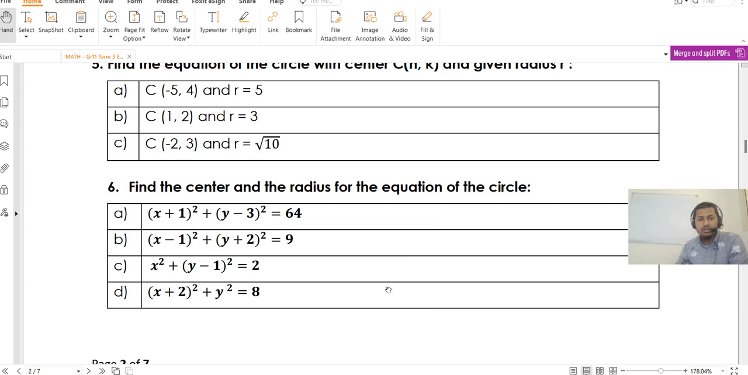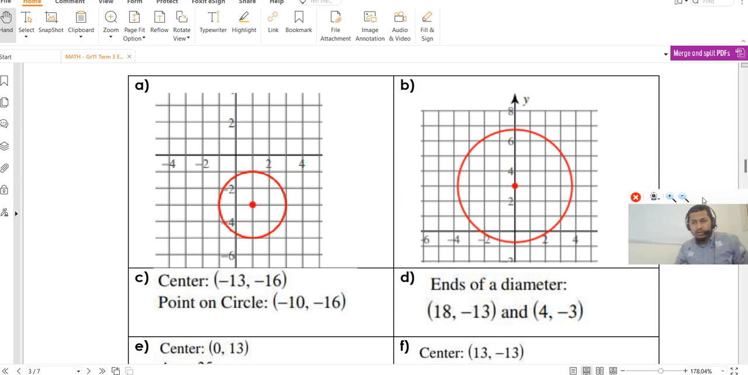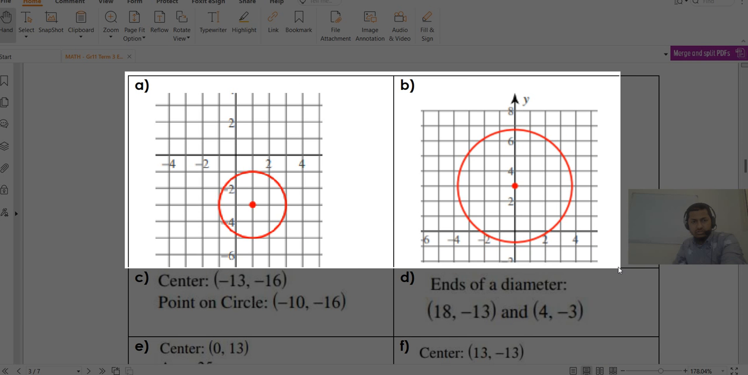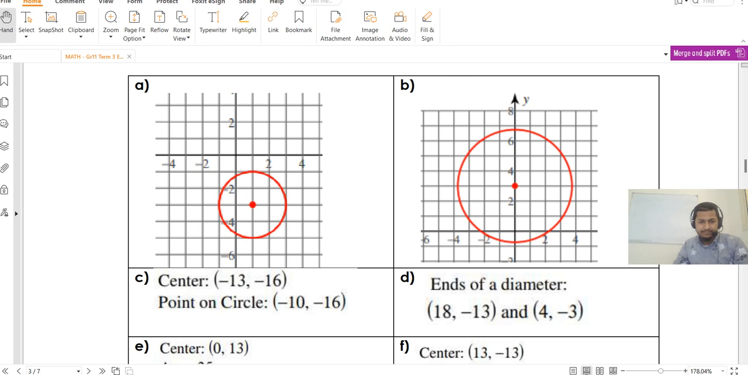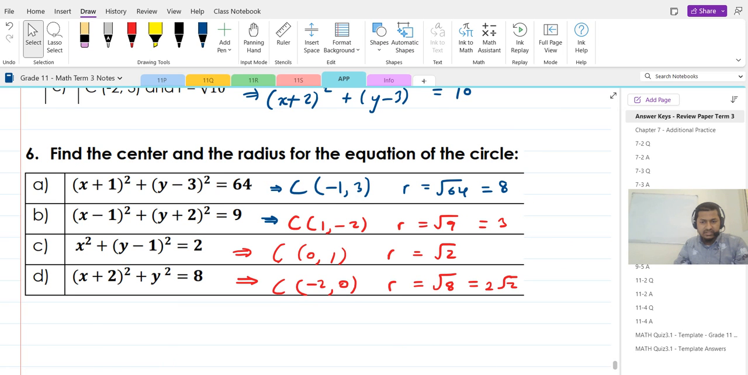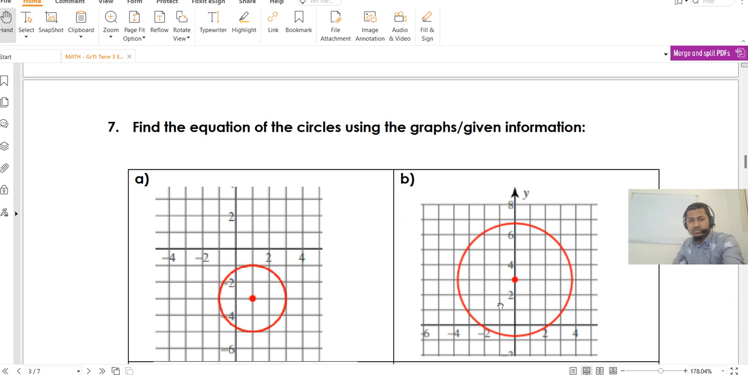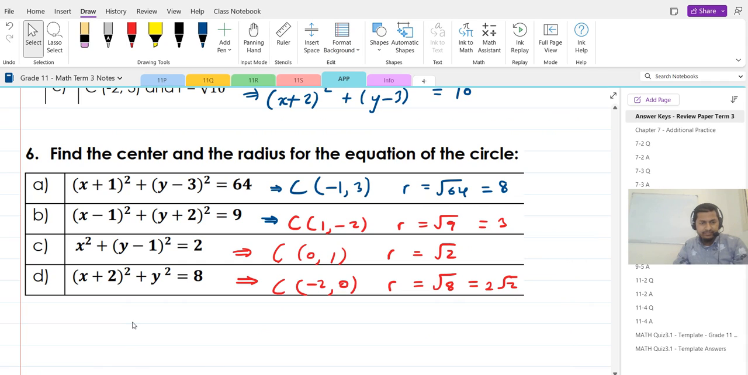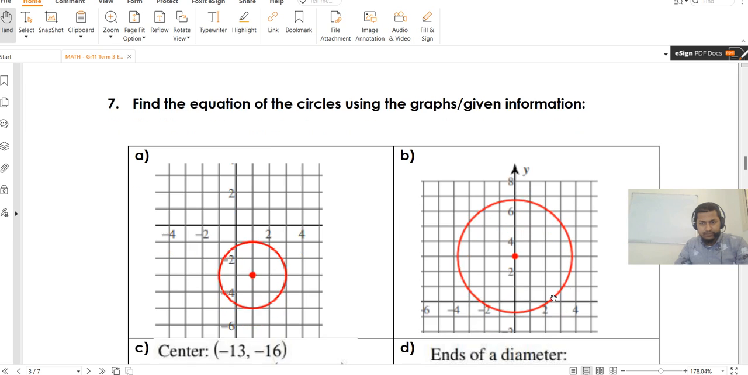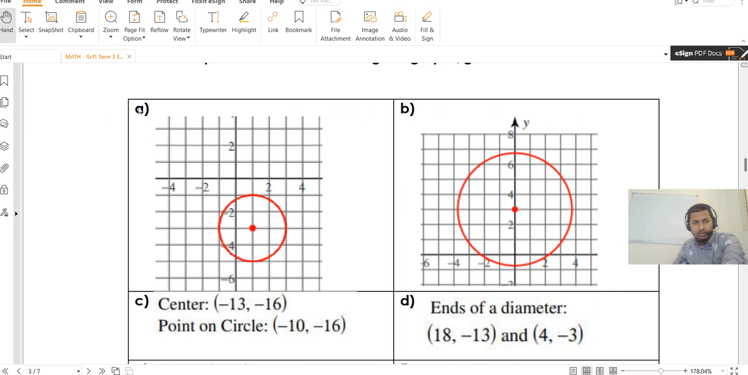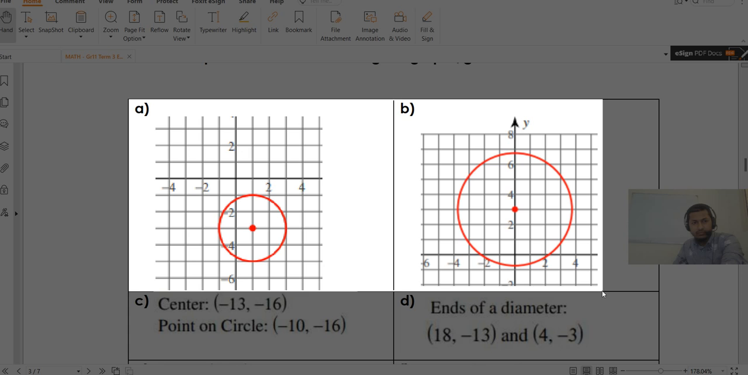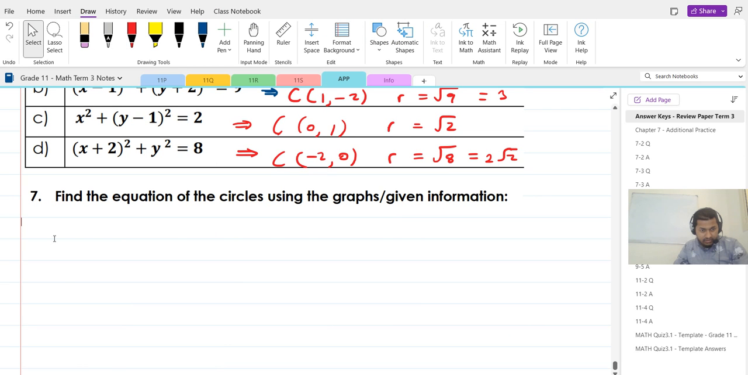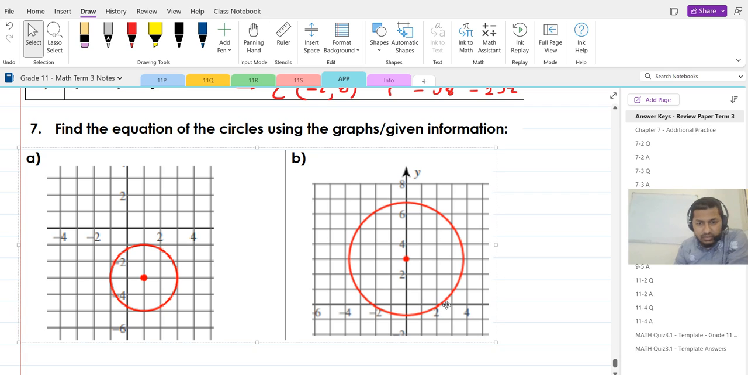Continuing with the next problem. We are given some diagrams, so we want to find the equations of the circles using diagrams and word problem types. This is number 7. Find the equations of the given circles using graphs or given information. Let's look at that. We'll do A and B in the same grid.